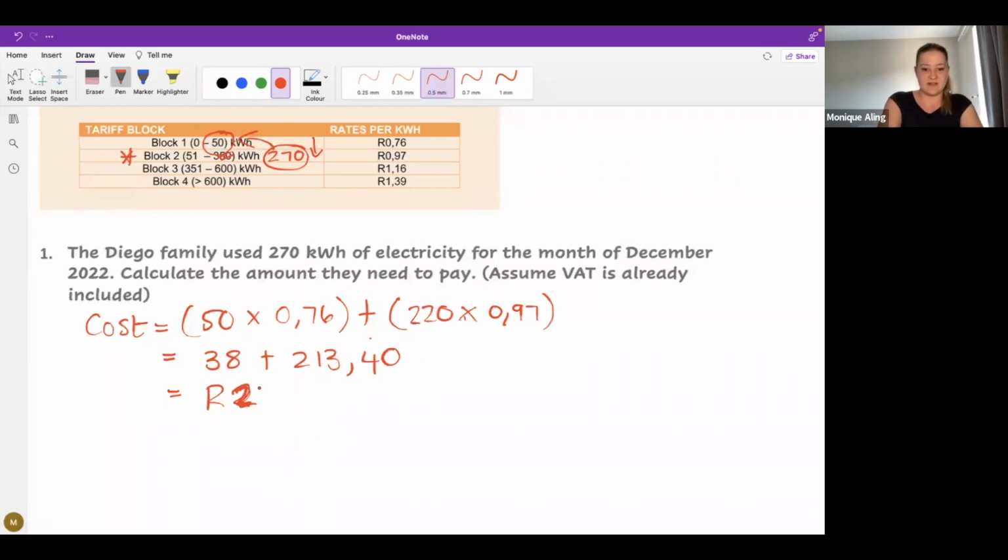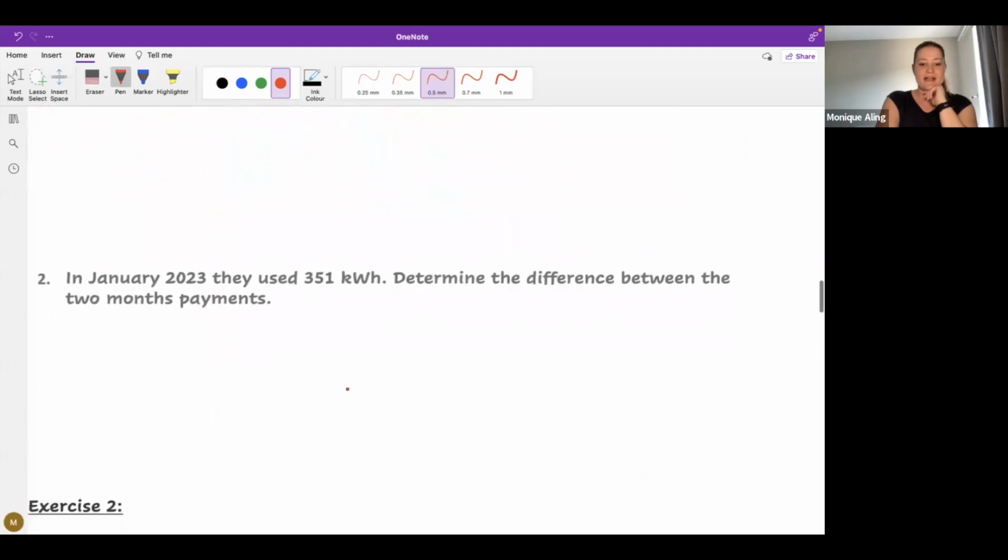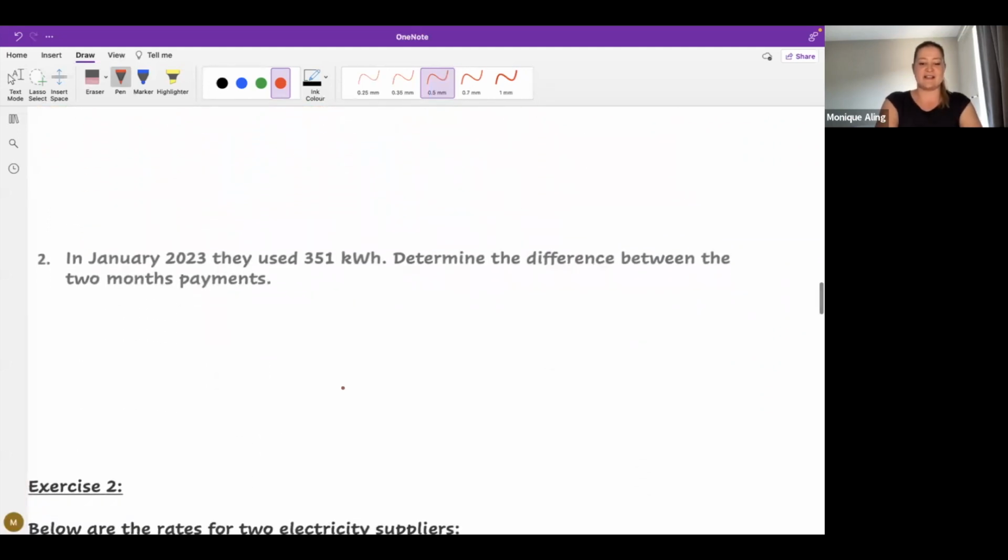Apologies, my pencil is 251,40, which is the majority answer that I saw in the chat. So well done. Looks like everyone's got the hang of this. Okay. Let's have a look at the second question.